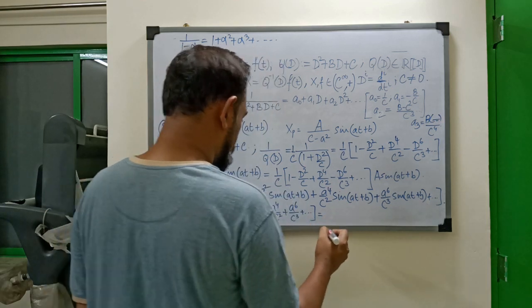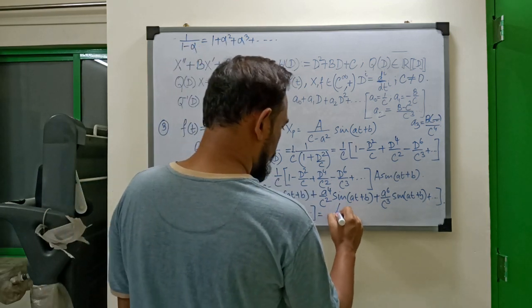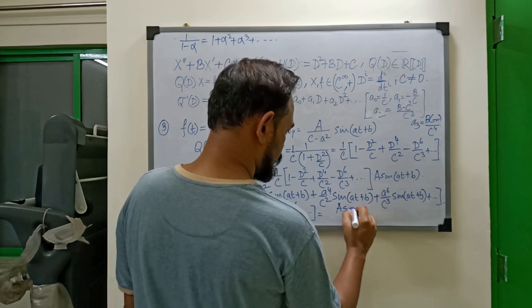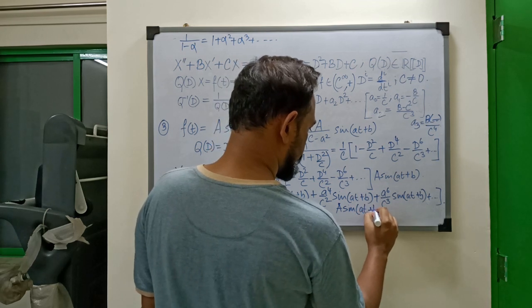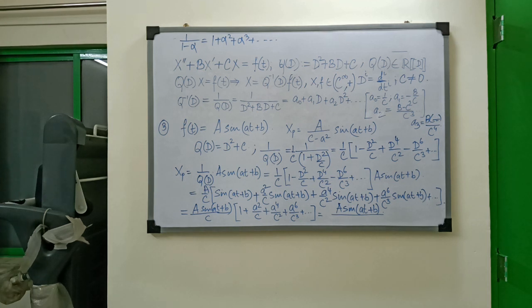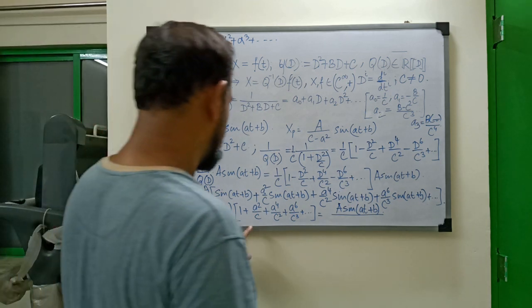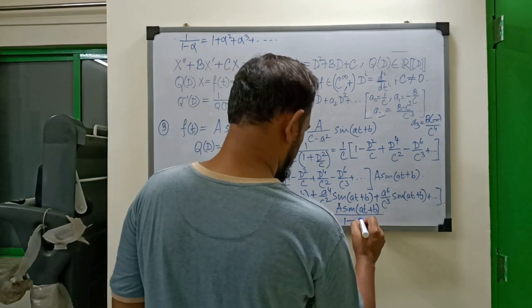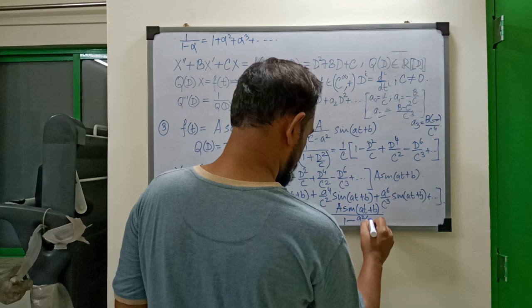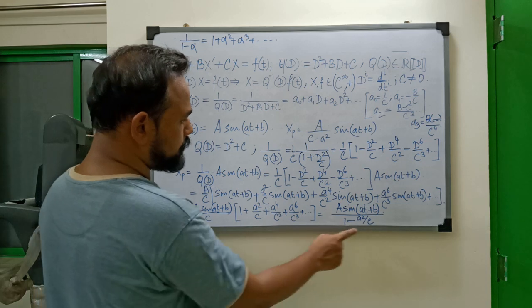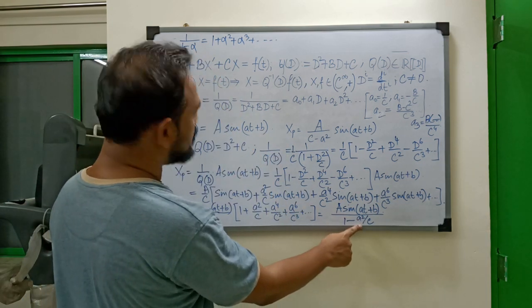So this is just going to be a sine(at plus b) divided by... well, it's just going to be 1 minus a square by c. So this alpha, if you replace alpha by a square by c, that's what you get.